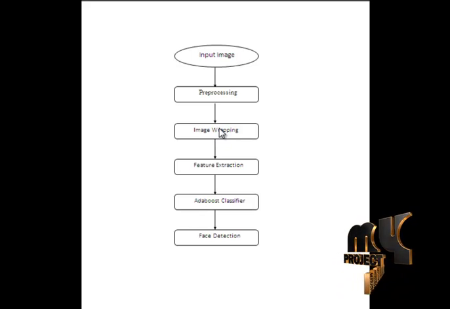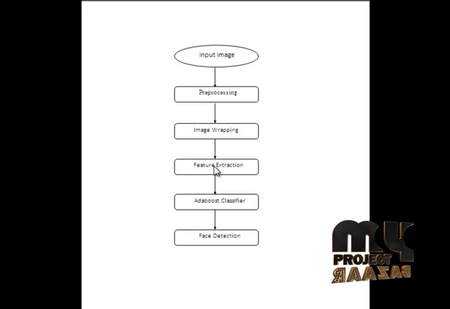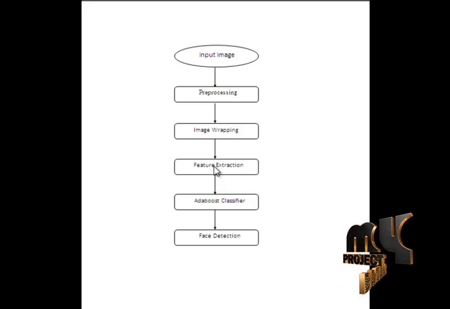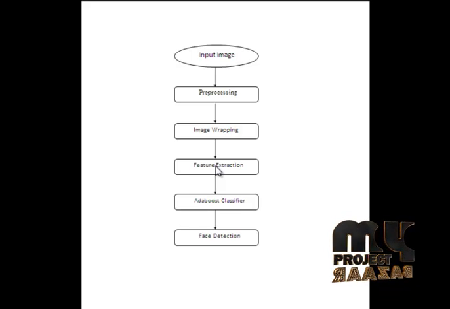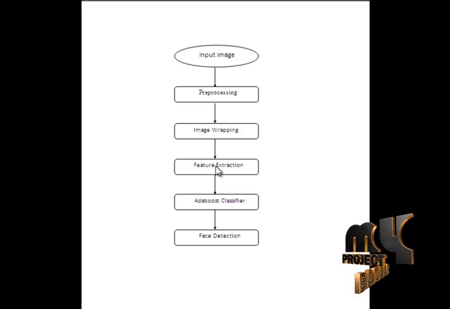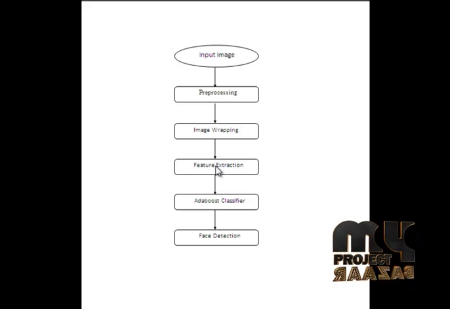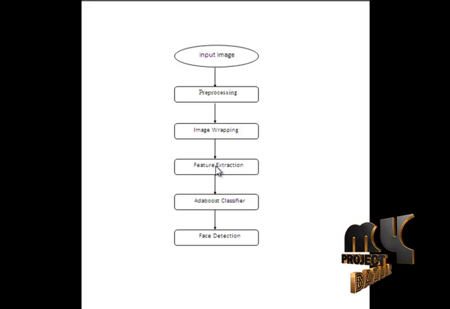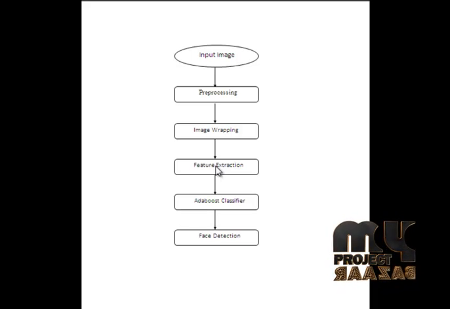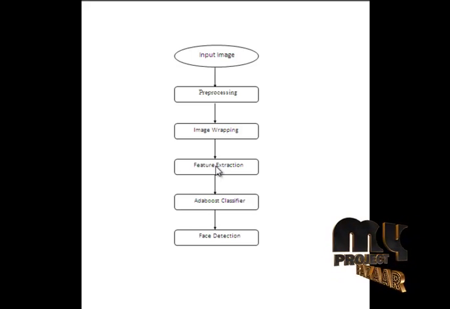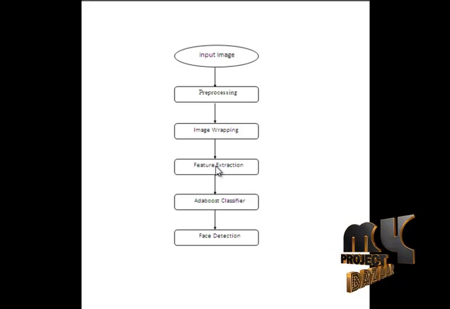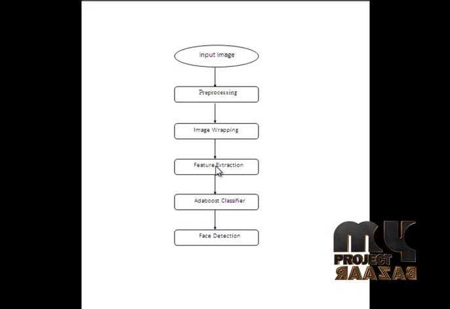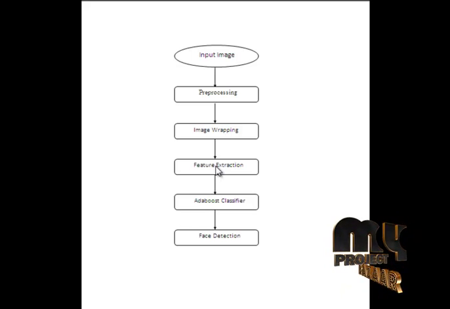So after image wrapping, it will pass to the feature extraction. In feature extraction, Haar-like features are extracted. This feature is used in face detection and is designed for local high contrast regions. They are parameterized by their position and size. As a consequence, when one trains a face detector, it is used to identify the face based on the classifier.